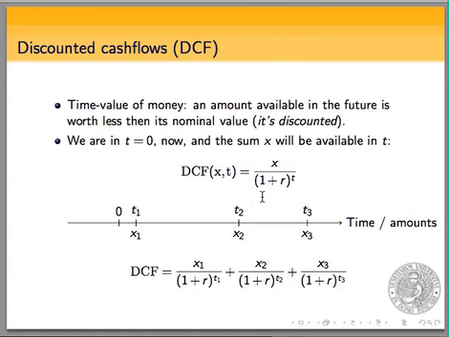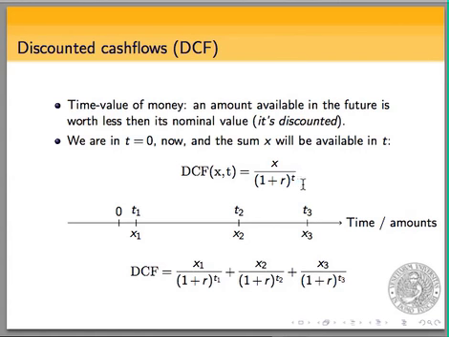So how do we formalize this intuition? Assume that you are in t equal to 0, which is basically now, and that you have some sum x available in some future time t. Then you can compute the discounted cash flow of the amount x at the future time t. This is going to be less than x, and in order to do that, I will divide x by some factor which is bigger than 1.